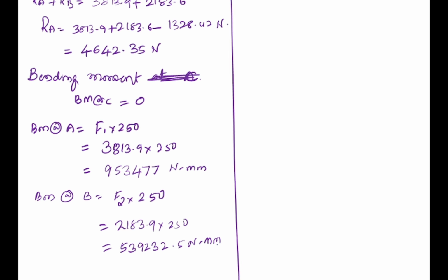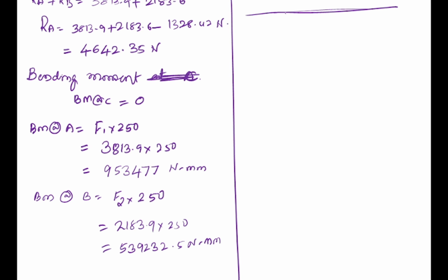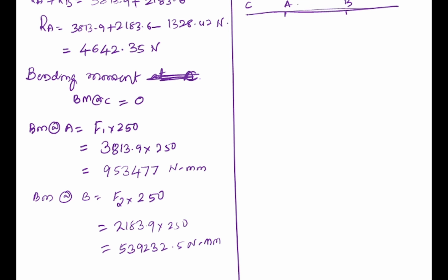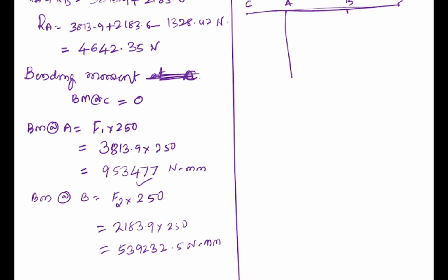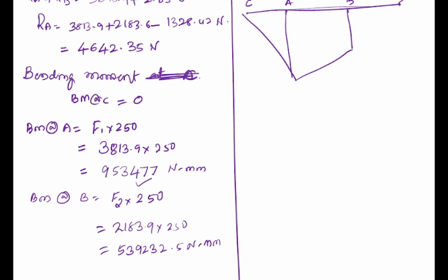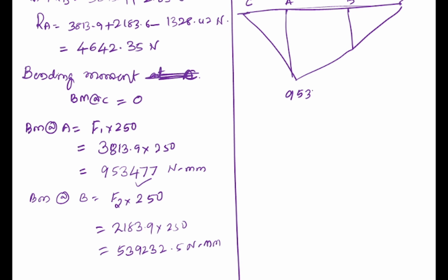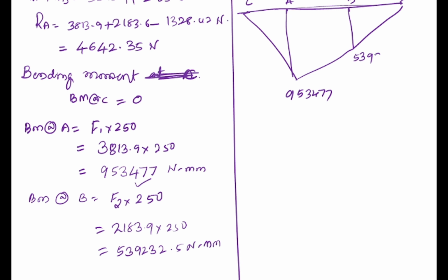So now if you draw the bending moment diagram here, this point is A, this point is B, this point is C, and this point is D. At D and at C, you got a 0 value. Okay. At A, how much you got? 953477. At B, you got 539232.